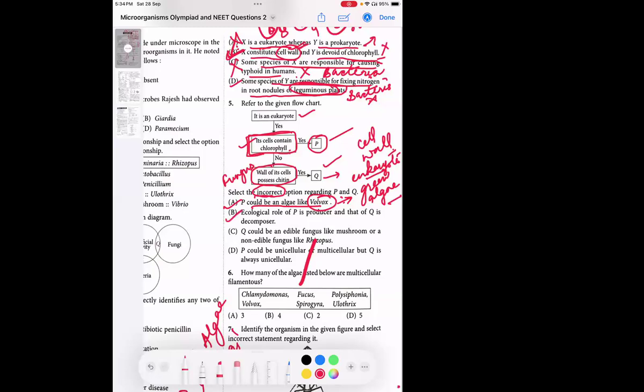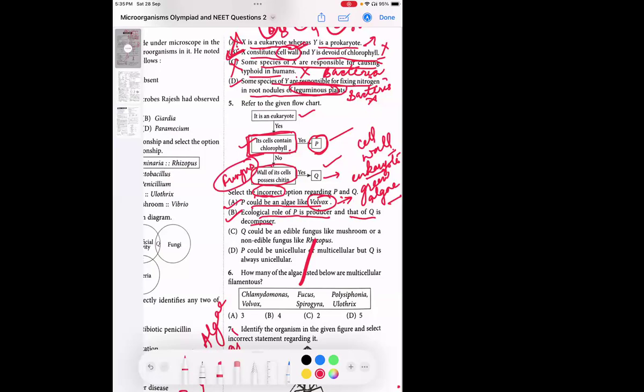Coming to the B1 now, the ecological role of P is producer. So basically P is acting as the producer. Producers are those who make the food, which is again a correct condition. If they are making the food, like algae, it is a true condition. And that Q is decomposer. So as I said already, fungus.